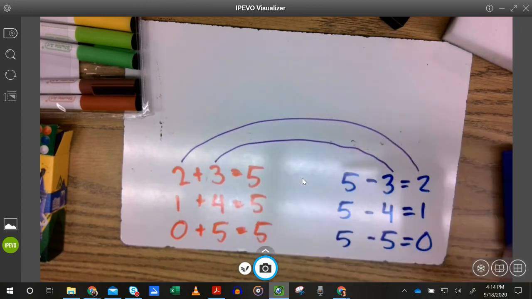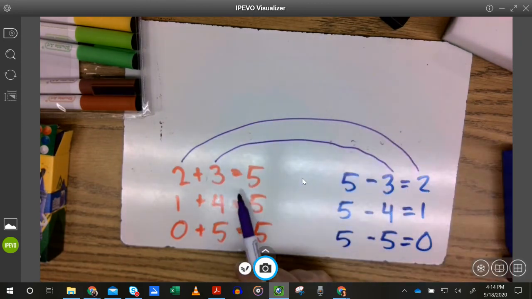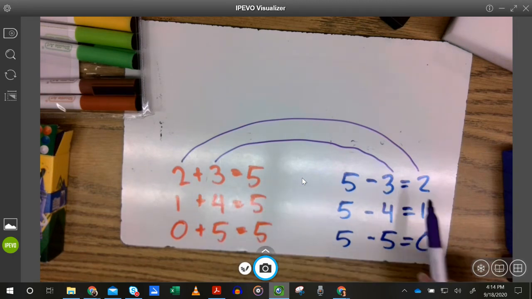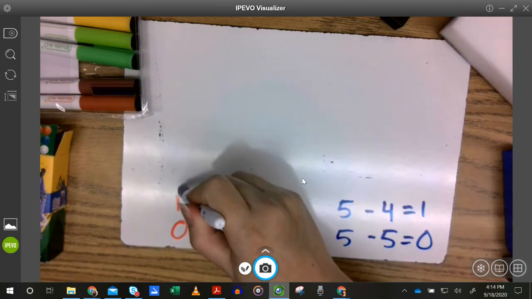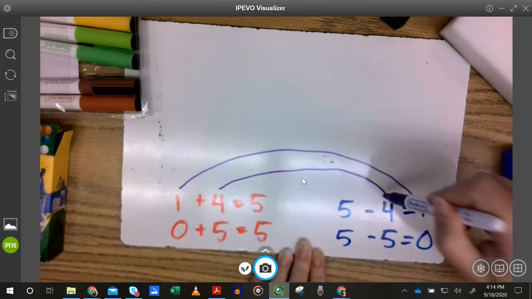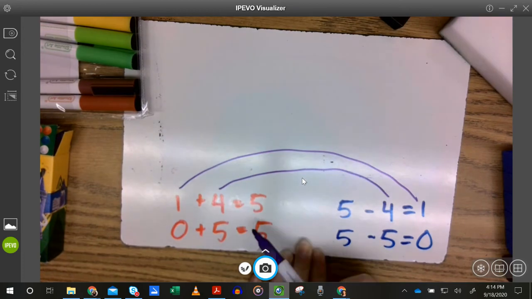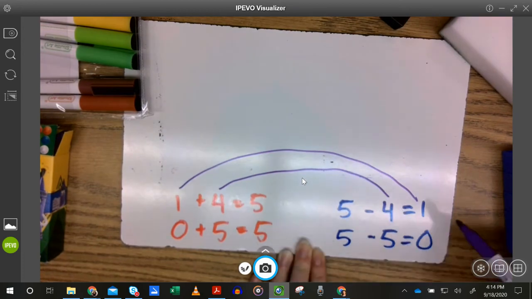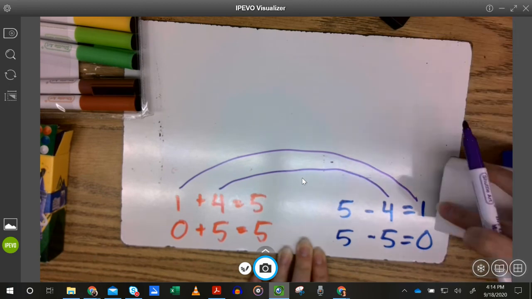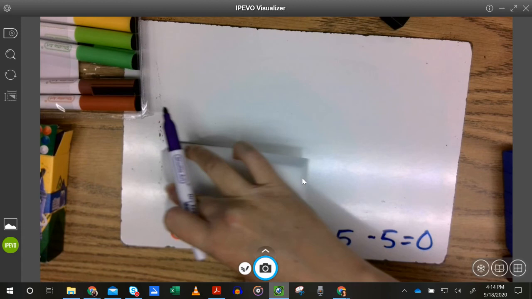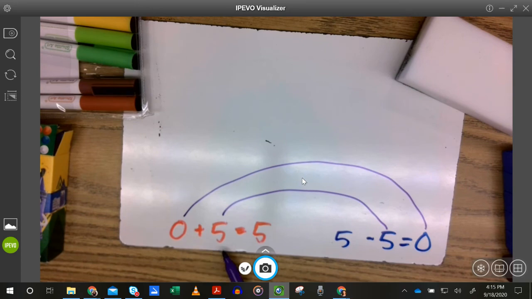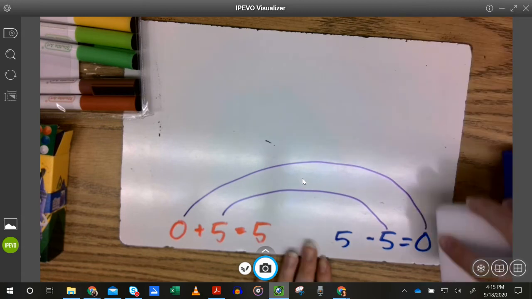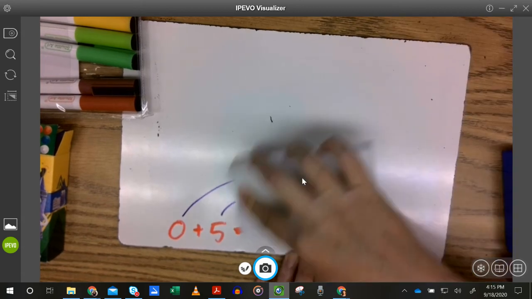2, 3. 2 plus 3 equals 5. 5 minus 3 equals 2. 1, 4. 1 plus 4 equals 5. 5 minus 4 equals 1. 0, 5. 0 plus 5 equals 5. 5 minus 5 equals 0. Did the pattern stay true all the way through?